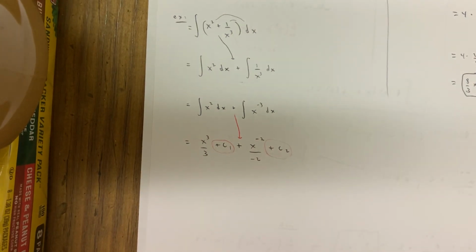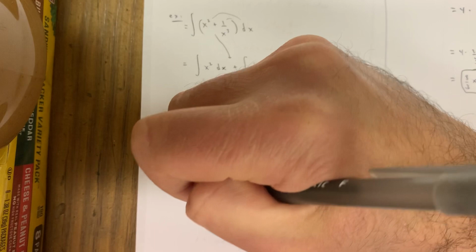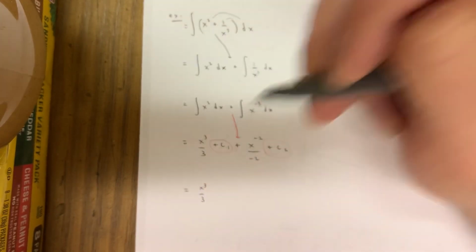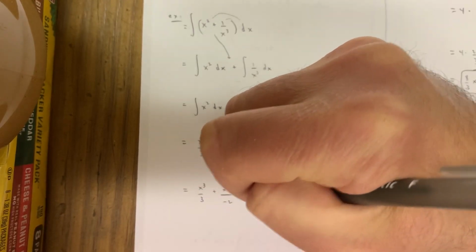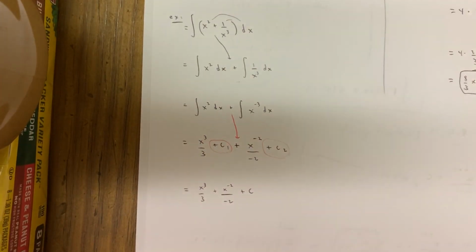A constant plus a constant is just another constant. Very good. So you could have just said, oh, x cubed over 3 plus x to the negative 2 over negative 2, and then you just put a plus c on the end. In fact, that's what you should do from this step right here.